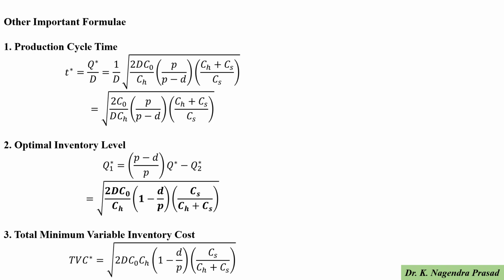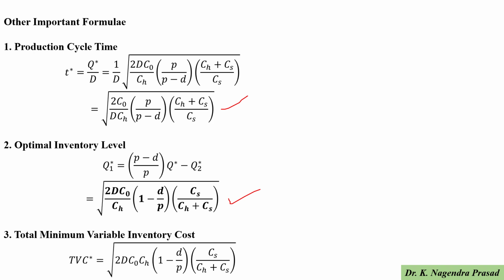Now remember other important formulas. First is the optimum production cycle time T star, which equals Q star divided by D, which is equal to the root of 2C0 divided by D into CH into P divided by (P minus D) into (CH plus CS) divided by CS. And one more equation, the optimum inventory level Q1 star, which equals the root of 2D C0 by CH into (1 minus D by P) into CS divided by (CH plus CS).